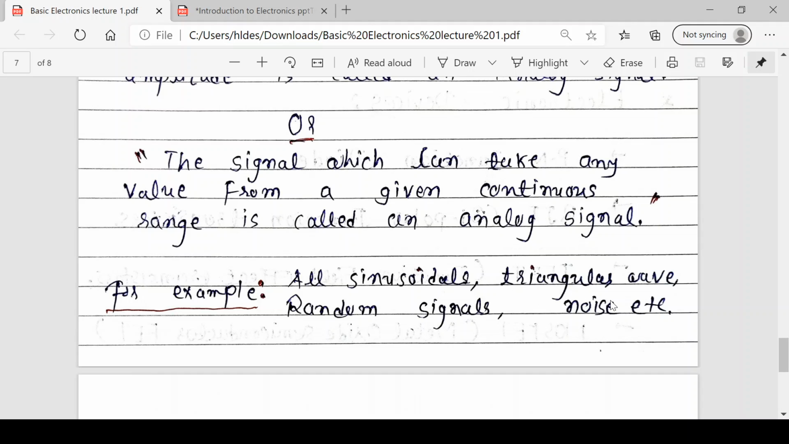Noise is a broad term which may be present in electronic systems as well as mechanical systems. But this is the case of electronic system. So noise is also an analog signal because it can take on any value. So basically, noise is an analog signal, which is undesirable.